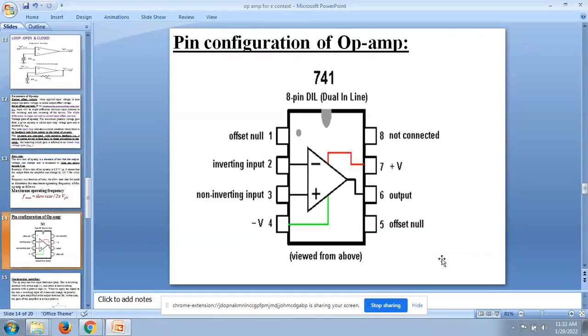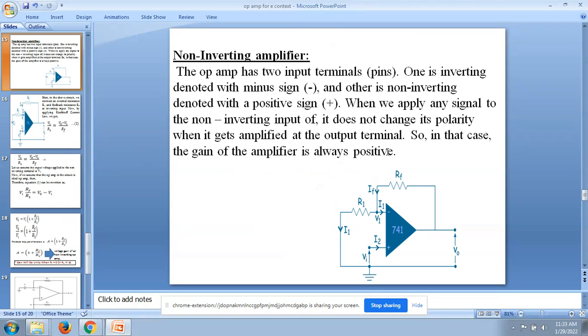Nowadays operational amplifiers are manufactured with the help of ICs. IC stands for integrated chip. The integrated chip number of the operational amplifier is 741, which is an 8-pin DIL, that is, dual inline IC. When you look at this, you have a diagram of how it is built on an IC: pin 1 is offset null, 2 and 3 are inverting and non-inverting inputs, 4 is minus V, 5 is offset null, 6 is output, 7 is plus V, and 8 is not connected. This is the top view of IC 741. In IC 741, the second and third pins are the inverting and non-inverting pins, and the sixth pin is the output.